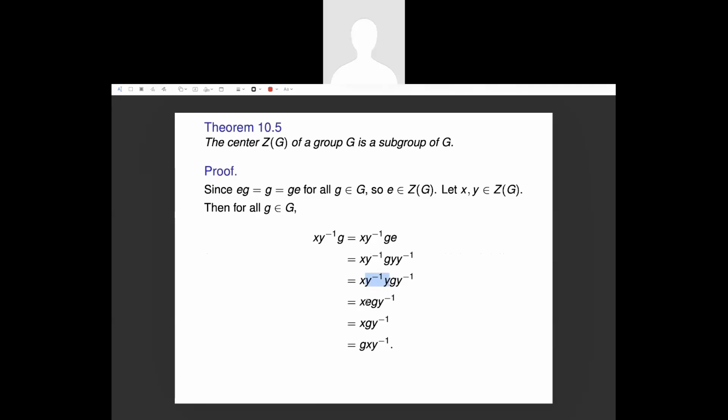So x e g y inverse. Then you have x g y inverse, and then we can say that again x is an element of Z(G). So xg is equal to gx. So this is equal to g x y inverse. So xy inverse g is the same as g x y inverse. So then we can say that xy inverse is an element of Z(G). So this completes the proof of this result.